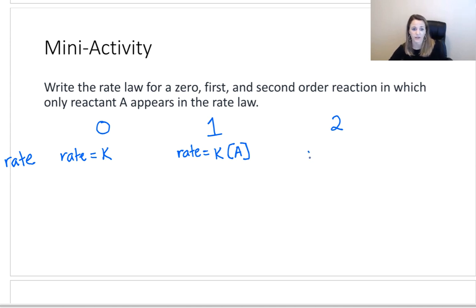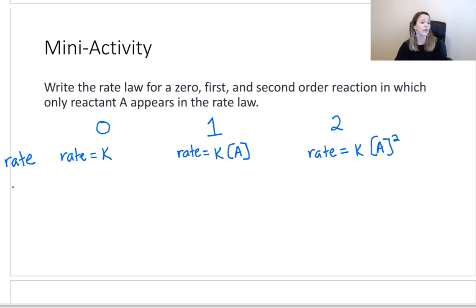Now, for something that is second order, you're going to see that that is going to affect the exponent here, and it really affects your math. So the rate is going to be equal to your rate constant times your concentration of A squared. So now here, if you double the concentration of A, you're going to see 2 squared. That's actually going to make the rate increase by a factor of 4. So the concentration really affects the overall rate in something that's second order.